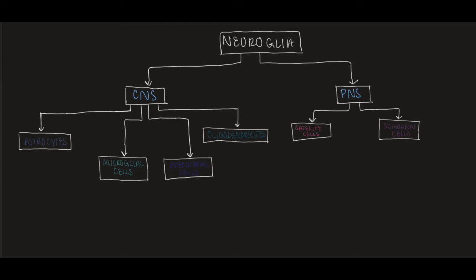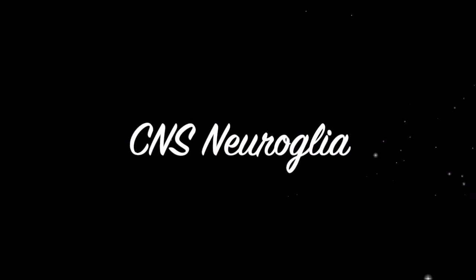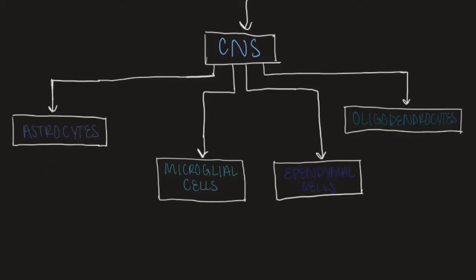So I just wanted to give you guys a brief rundown on the neuroglia and show you some visuals that you can associate with the different types of cells for better retention. So without further ado, let's jump right in. As you can see, these are the 4 different types of neuroglia that you can find in the central nervous system. We have astrocytes, microglial cells, ependymal cells, and oligodendrocytes.